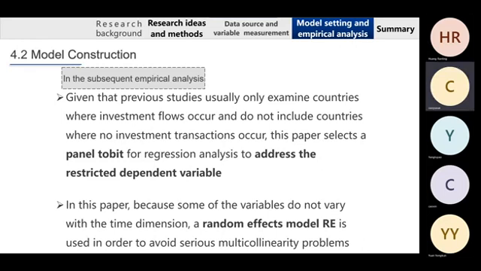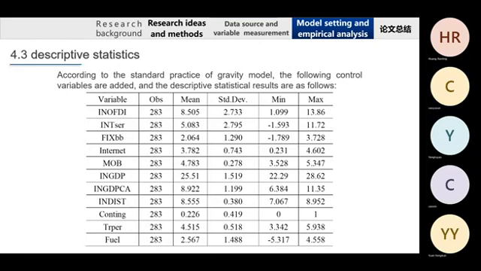This paper selects a panel Tobit model for regression analysis to address the restricted dependent variable. Because some of the variables do not vary with the time dimension, the random effects model RE is used in order to avoid serious multicollinearity problems. According to the standard practice of the gravity model, the following control variables are added. The descriptive statistical results are as follows. This is the table.